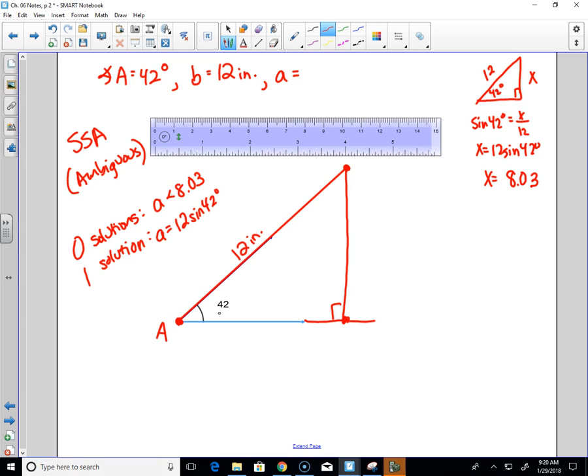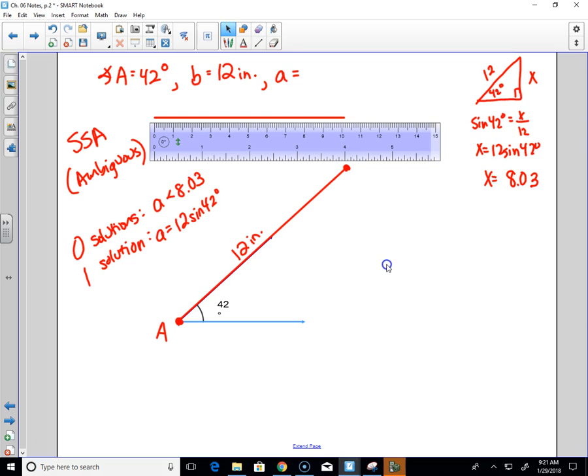Okay? But what if I was to go just a little bit above 8? Pick something just a little bit above 8, but less than 12. 8.1. 10. Okay, maybe something a little bigger than 8 that I can measure on here. How about just 10? So let's say we did 10. That's bigger than 8, but less than 12, right? Okay. Let's figure out if this is a 1 solution or a 2 solution.